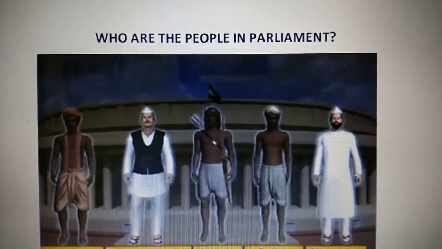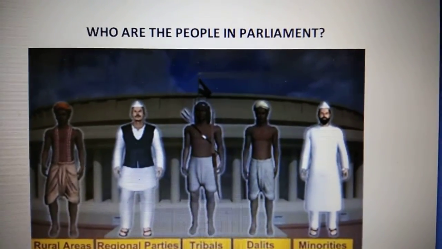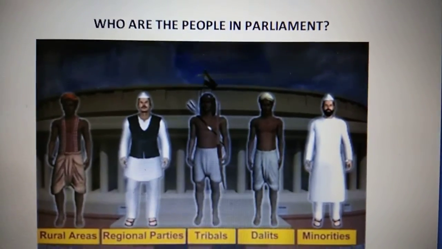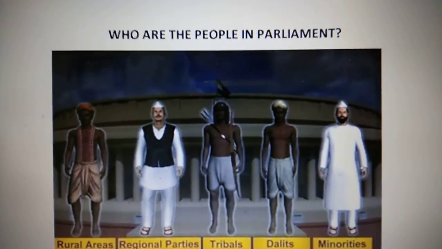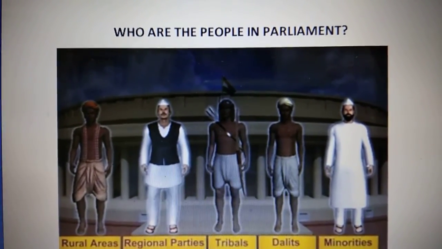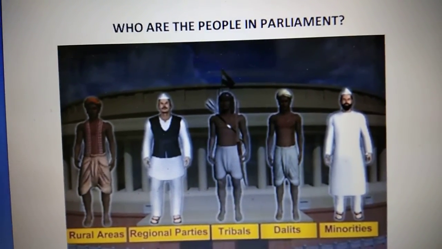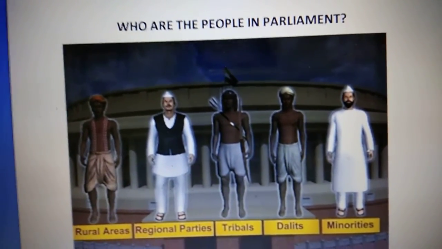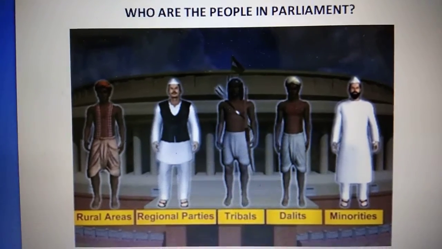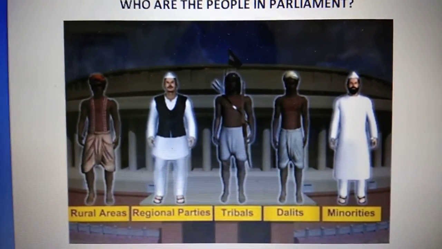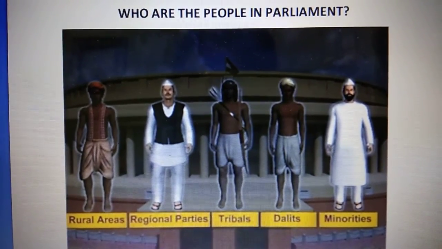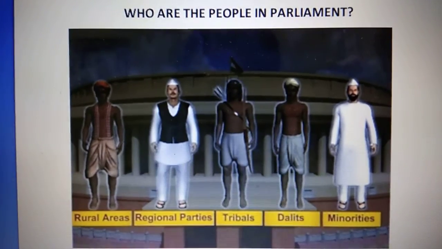Children, we will now go to the next point and find out who are the people in the parliament. Now, till the 1970s, most of the members of the parliament belonged to upper class and upper castes of the Indian society. Most of them belong to national parties. But today, the parliament has more members from different backgrounds.